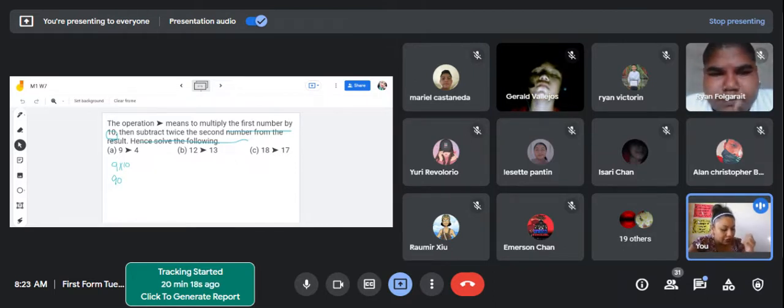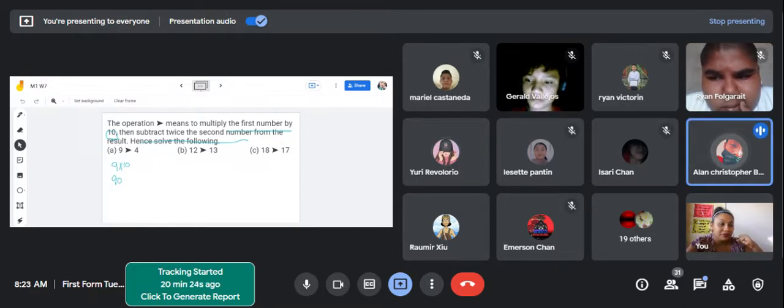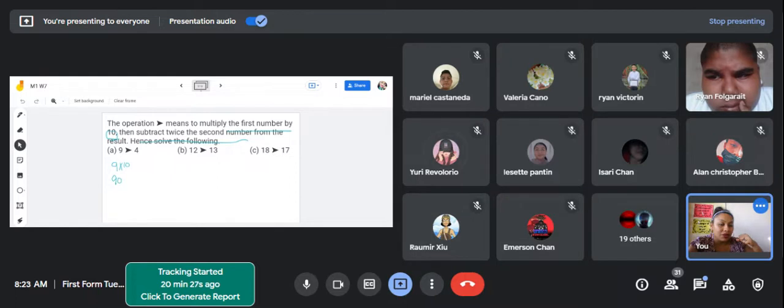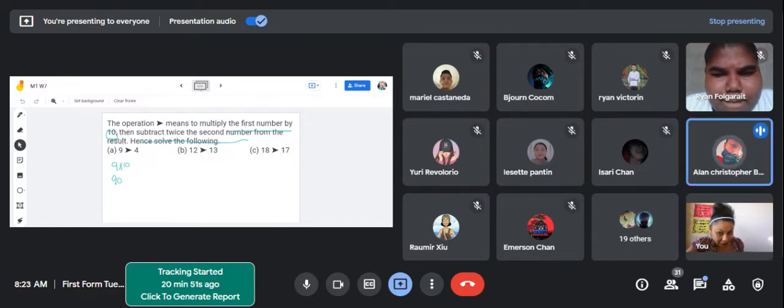Now it says then subtract twice. What is twice? Two times. Very good. Twice means two times. So if it says subtract twice the second number, and what is the second number? 4. So I need to minus 4 one time and then minus 4 the second time to that 90. Right? So that is what I'm going to be doing.